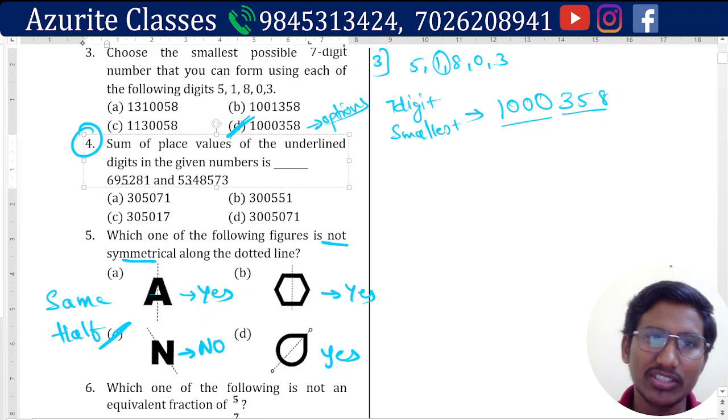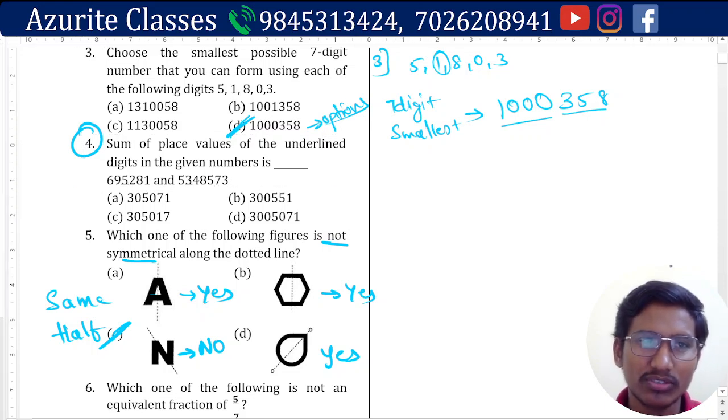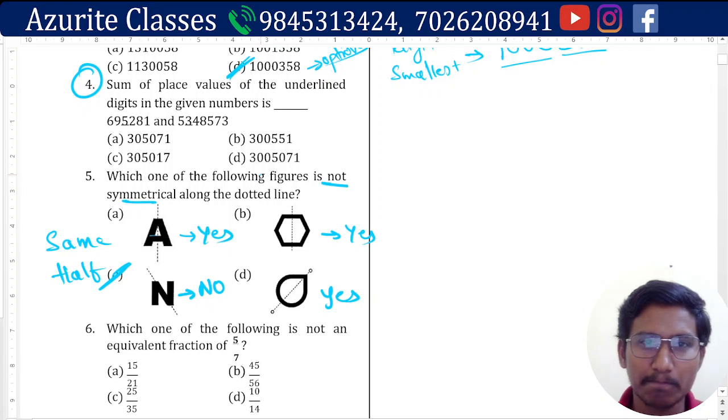35,000. The answer should be 35,000, right? That is not given, so that is a wrong question. Okay, so for place value, you have to add it. Next, fifth question. So let us see the fifth question.